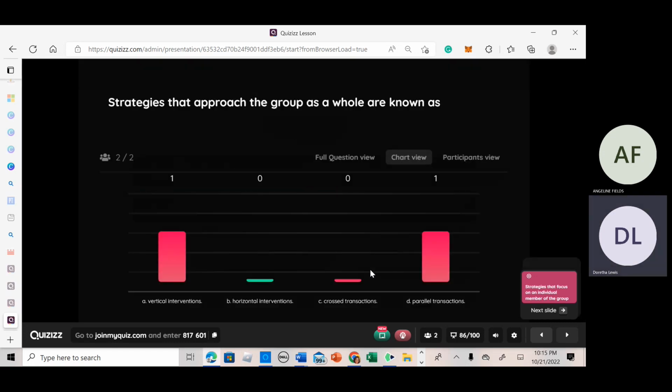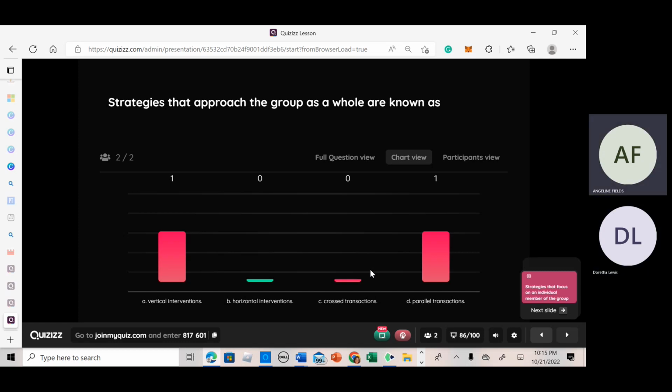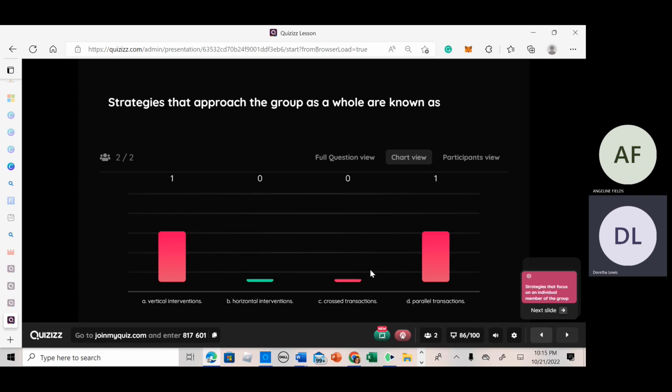So horizontal, if you think of the line, the horizontal is straight across, and the vertical is up and down. But let me just double check. Unless you want to read it, you can read the explanation if you want.